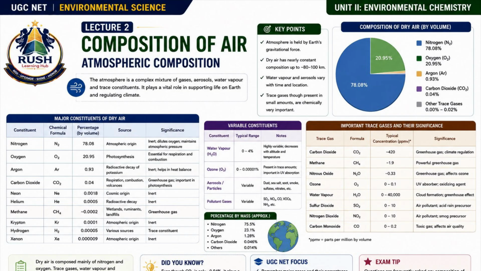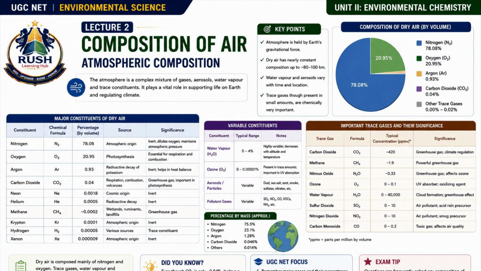Next comes carbon dioxide, represented by CO2. Although carbon dioxide accounts for only about 0.04% of the atmosphere, it plays an extremely important environmental role. Carbon dioxide is a greenhouse gas that regulates Earth's temperature and participates in photosynthesis and the global carbon cycle. For UGC NET examinations, remember this important fact. Even though carbon dioxide exists in very small quantities, it has a disproportionately large influence on climate and environmental processes.